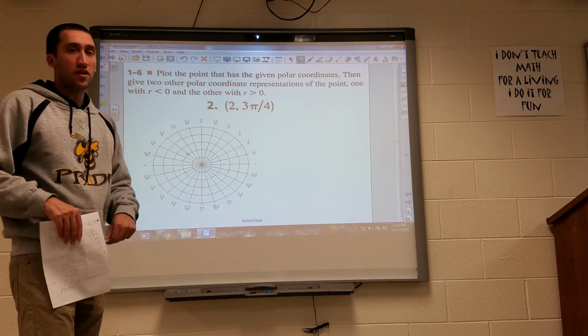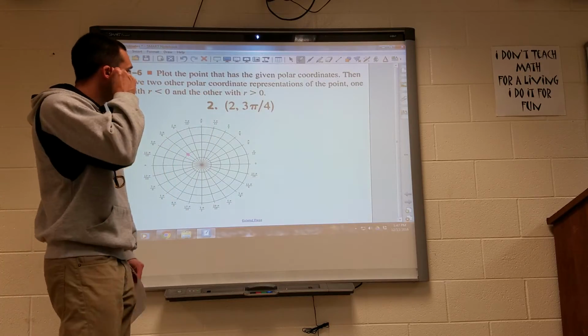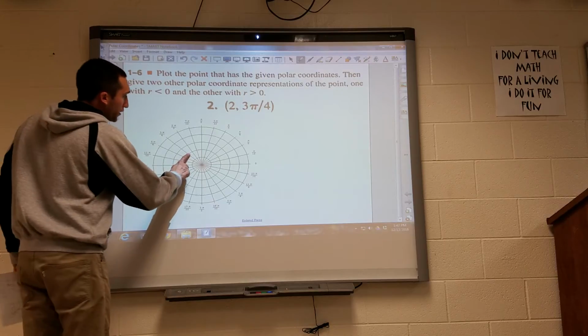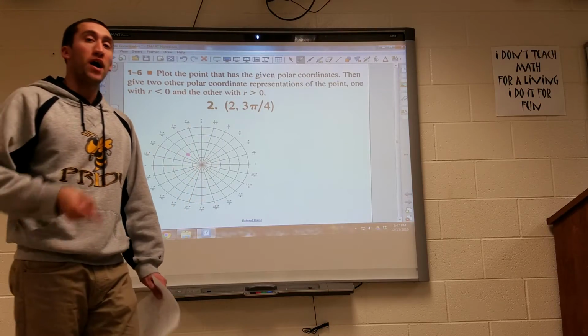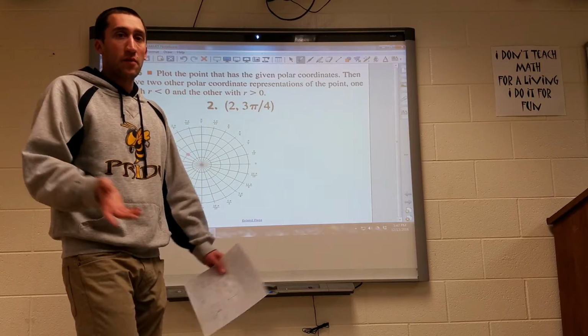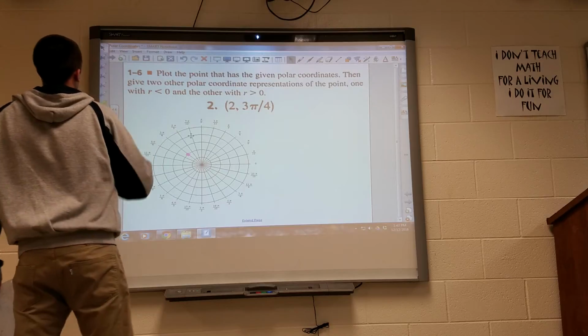So what they want is two representations of this point, one with an r less than 0 and one with an r greater than 0. So they want a positive r and a negative r. I'll show you what I mean by that. Hopefully we agree that this is this point, and we can get the same point by going around the circle one more time. We've practiced that.